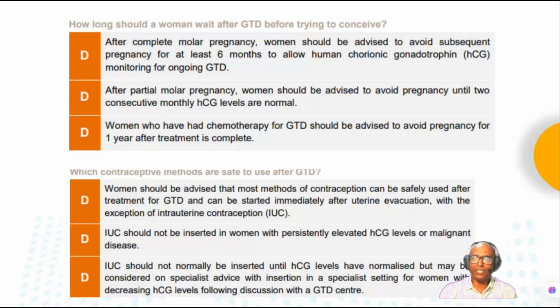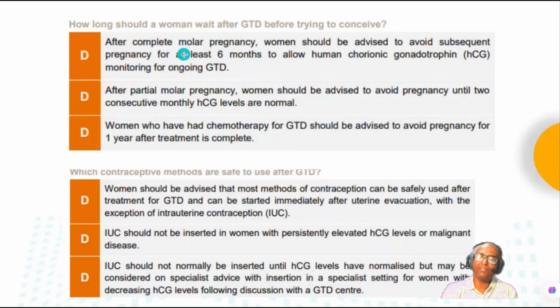Now, after partial molar pregnancy, women should be advised to avoid pregnancy until 2 consecutive monthly HCG levels are normal. That means in both cases, the HCG level should come back to normal. The follow-up for partial and complete we have already seen. Women who have received chemotherapy for GTD should be advised to avoid pregnancy for 1 year after the treatment is complete. If it is a partial molar pregnancy, then she should wait till the HCG becomes normal, that is, till you get 2 negative beta HCGs 4 weeks apart.